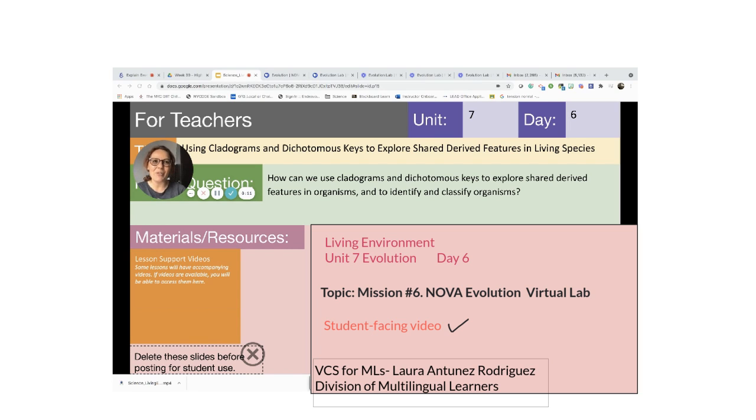And today, in partnership, as always, with the Division of Multilingual Learners, I'm bringing you Mission 6 from the NOVA Evolution Virtual Lab. And this lesson belongs to Unit 7, Day 6, using cladograms and dichotomous keys to explore shared derived features in living species. Let's begin.